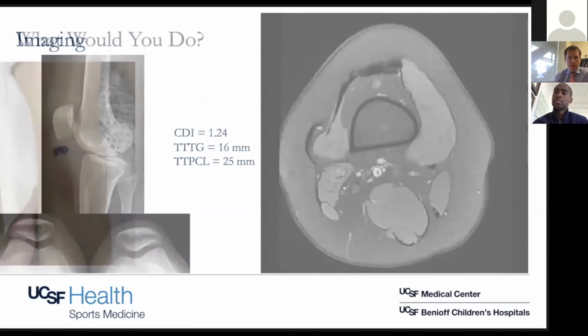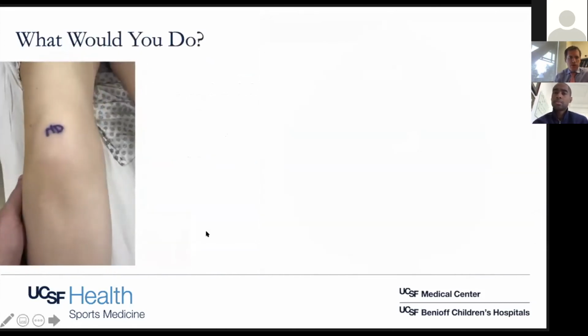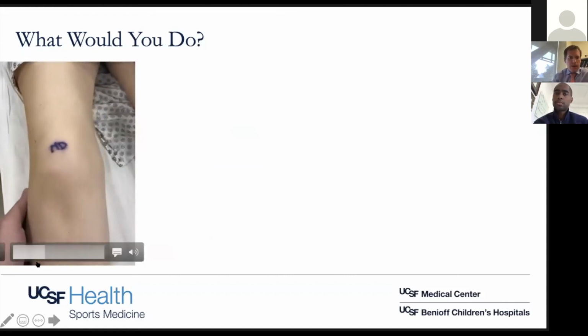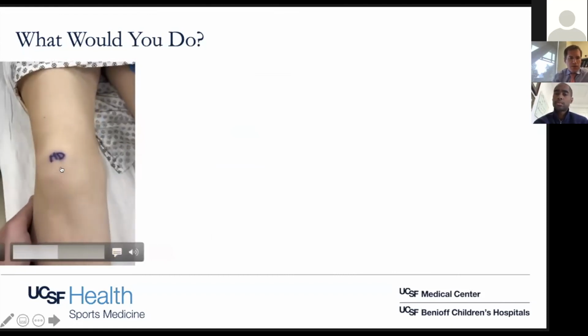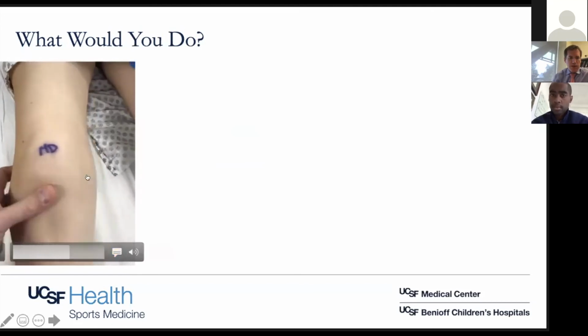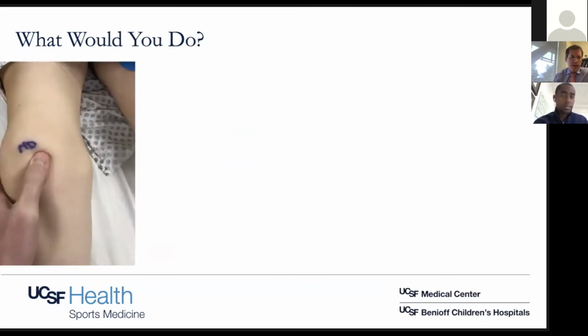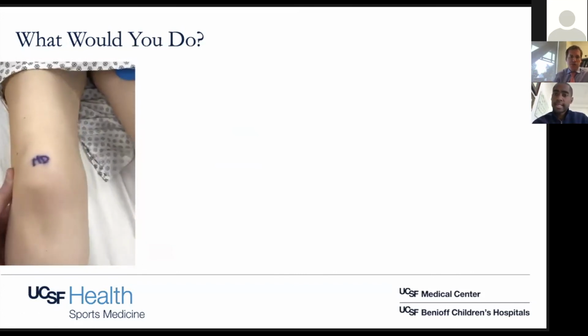So what I did for her, let's see, we'll try to. So you can see, this is just me flexing in the operating room, and then this is her patellar translation. So she's unable to reach full extension, but has a very positive J sign.